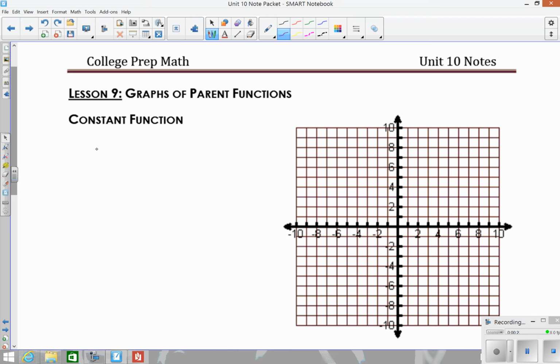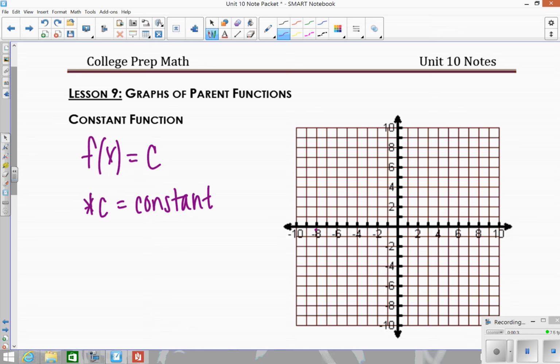So the constant function is f of x equals some constant. So c is going to be our constant. Our constant can change, it can be any number, but whenever you graph f of x equals c, you really can think of this as y equals c. Remember we said f of x is our output, so it's like our y values. And if you remember, whenever you graph y equals a number, you always get a horizontal line. So this is always just going to be a horizontal line through c.